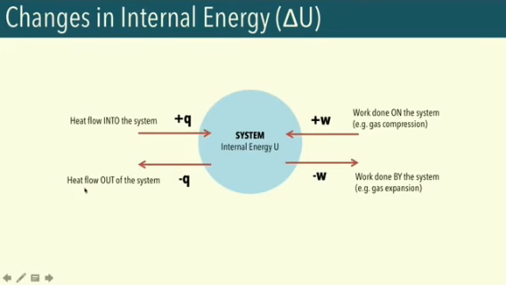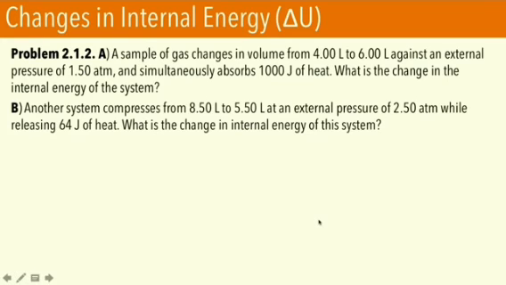If heat is flowing out of the system, or if work is being done by the system, we have a corresponding negative Q and a negative W. So these processes would lead to a decrease in internal energy. Overall, in order to calculate the change in internal energy, we need to know these two values: the amount of heat that was transferred and the amount of work that was done. Let's try to calculate this in our next example.